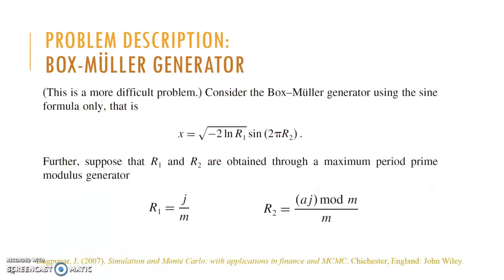Consider the Box-Muller generator using the sine formula only. So it's this formula here. Now further, suppose that R1 and R2 are obtained through a maximum period prime modulus generator. R1 is equal to J over M and R2 is equal to A times J mod M over M.